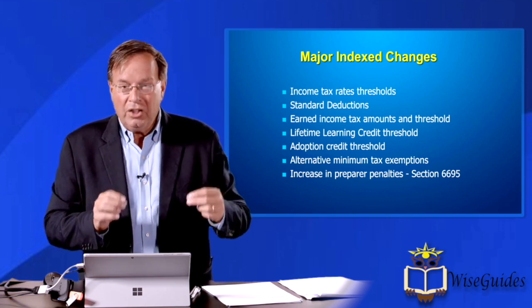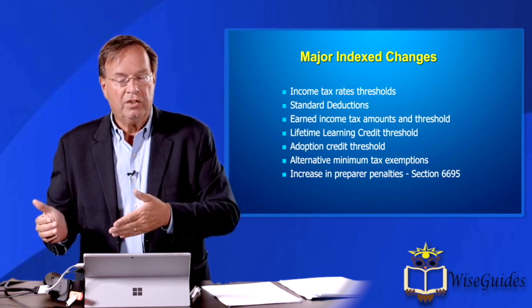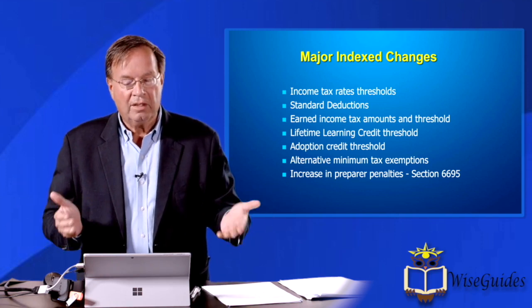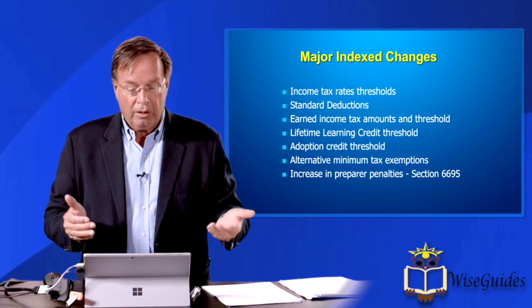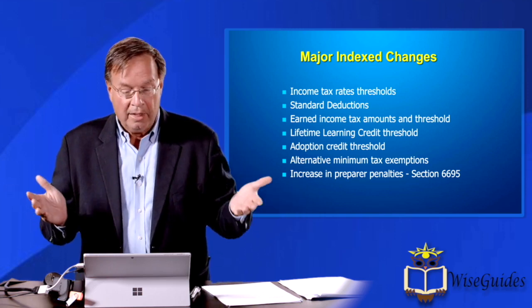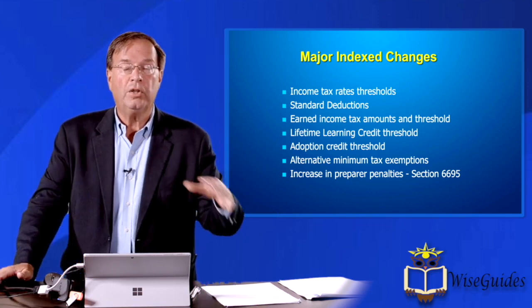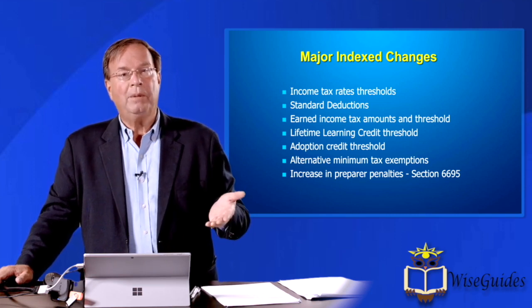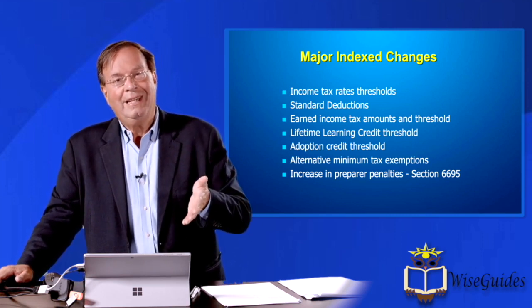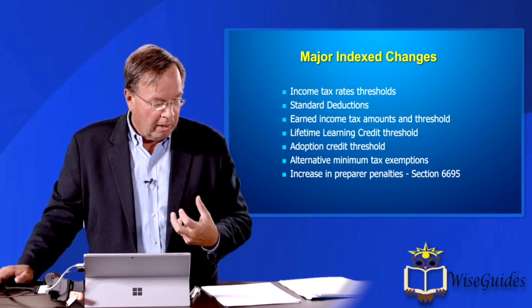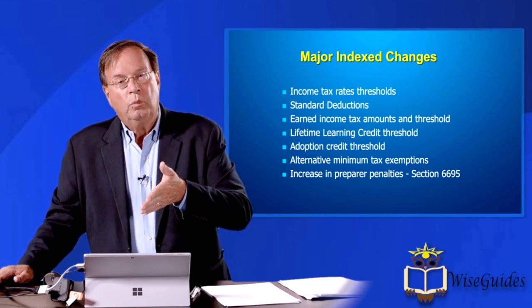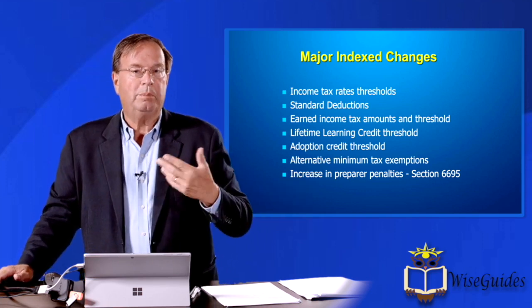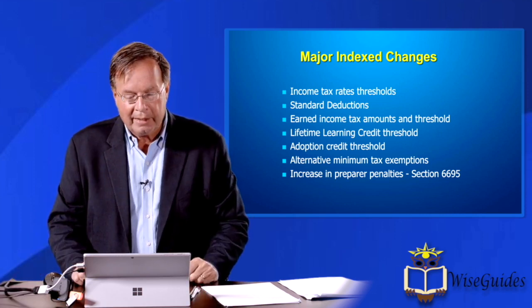Standard deductions change each year based upon a cost of living adjustment. Earned income credit thresholds change based upon indexed inflation amounts. Also lifetime learning credit thresholds, adoption credit thresholds, alternative minimum tax exemptions, and the increase in preparer penalties. You know, the old $500 penalty? We still call it the $500 penalty, but it keeps going up, like $510, $520, $530, because they get indexed with inflation. So Congress passed a law that basically said when the cost of living goes up, so do all of these things around them, so we don't have to keep changing the law every year. These are the automatic adjustments.